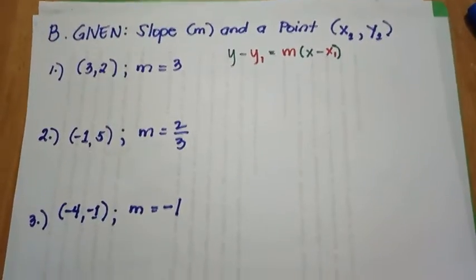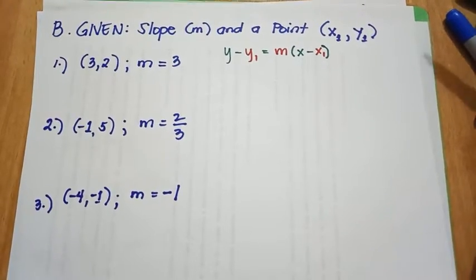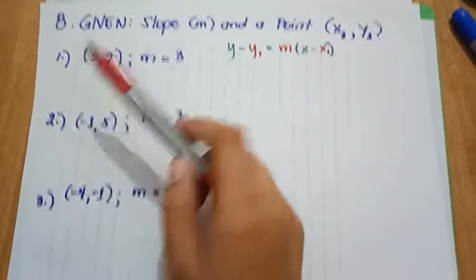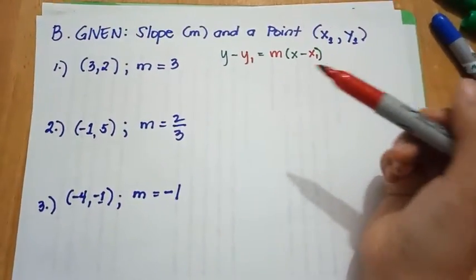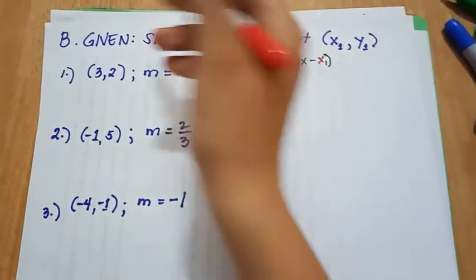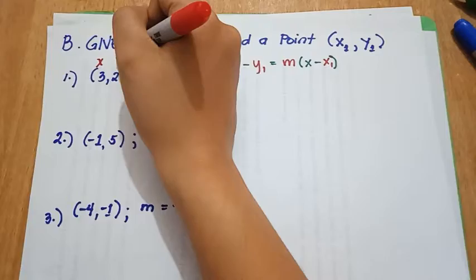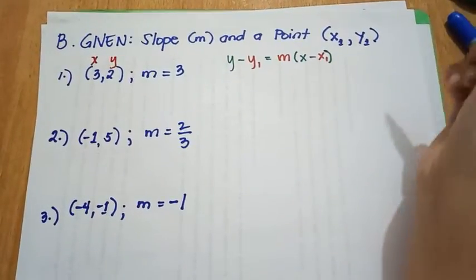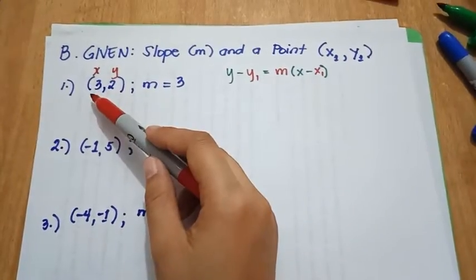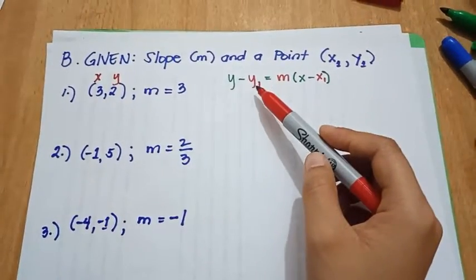For the next part, let us talk about writing linear equations, or writing the equation of a line, if the given is the slope and the coordinates of a point. One thing that you should always remember is that the first integer is called the x-coordinate and the second integer is called the y-coordinate. So if we're talking about x sub 1 and y sub 1 in the formula, the first number will go to the second part and the second number will go to the first part.